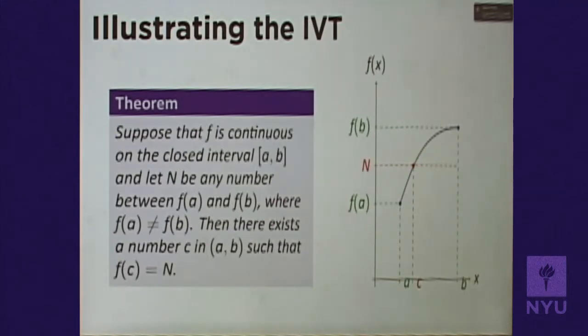Okay, so f of a is the value at one side of the interval. F of b is the value at the other side of the interval. And n is any intermediate value between f of a and f of b. What the theorem says is that that intermediate number n is a value of the function. It is f of something.